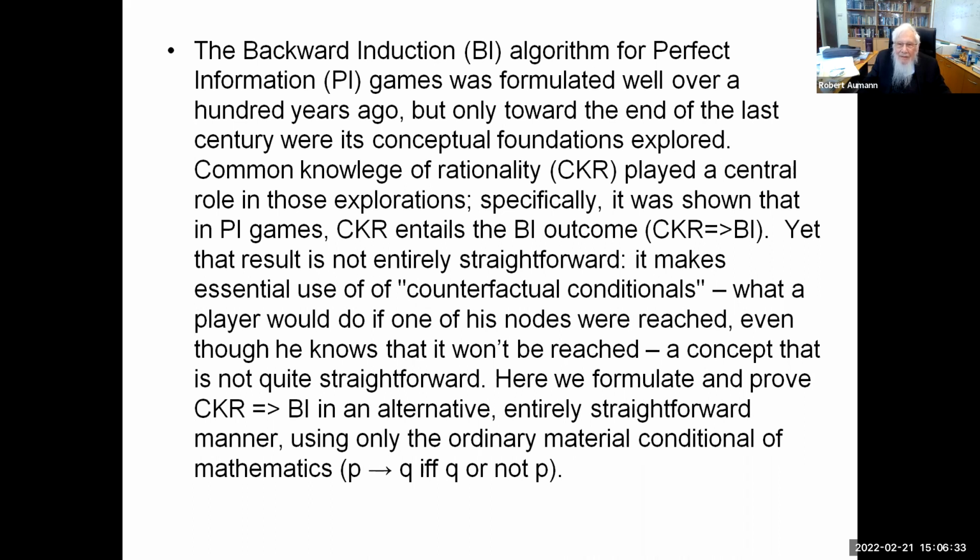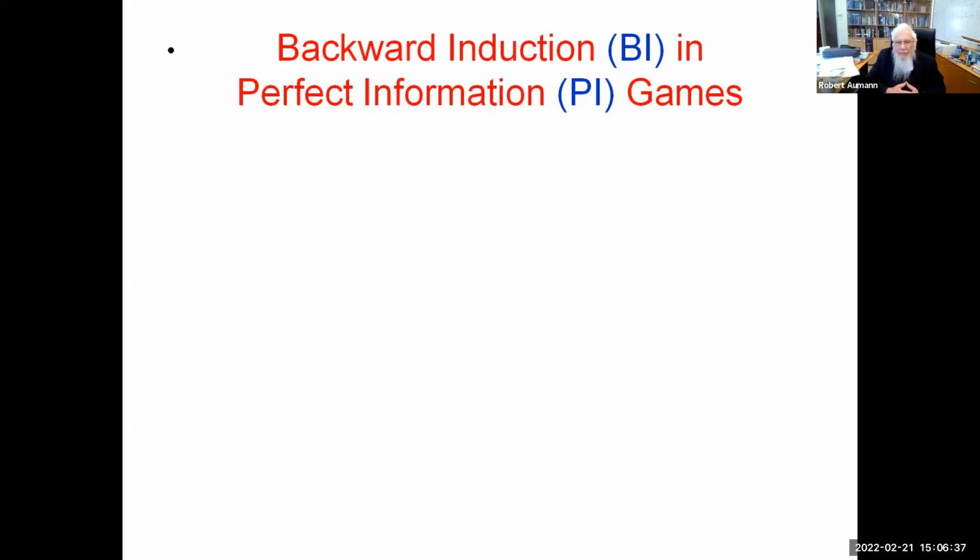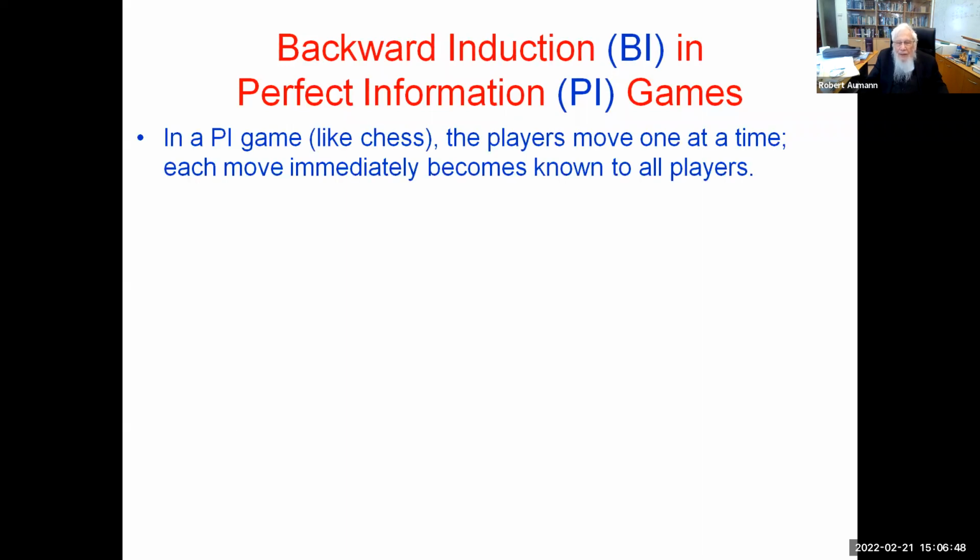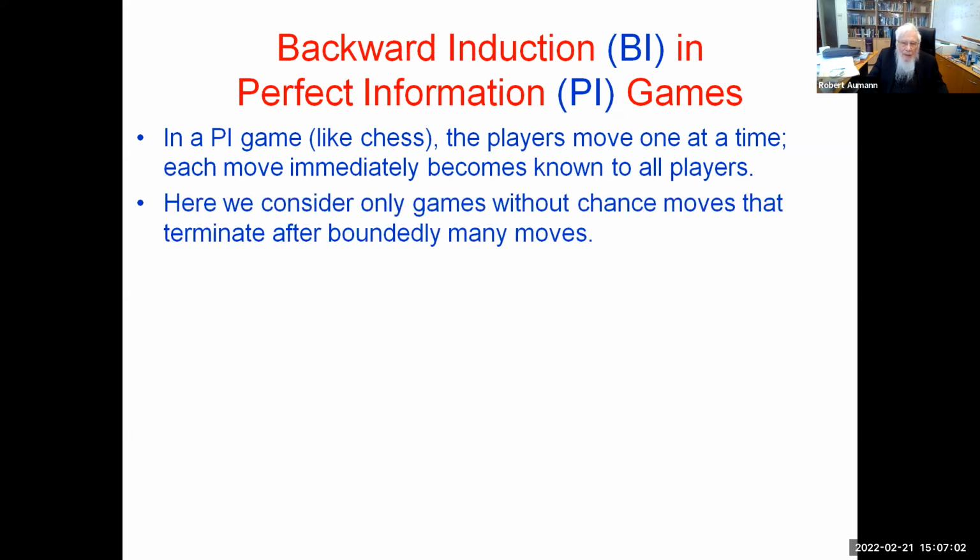And let's get started. So first of all, let's define what we're talking about: backward induction and perfect information games. In a perfect information game like chess, the players move one at a time. That's what it means. So I'm trying to define perfect information here. Each move immediately becomes known to all players. Here we consider only games without chance moves. We're going to keep life simple. And games that terminate after boundedly many moves, so there's a certain finite bound on the moves that you can have.